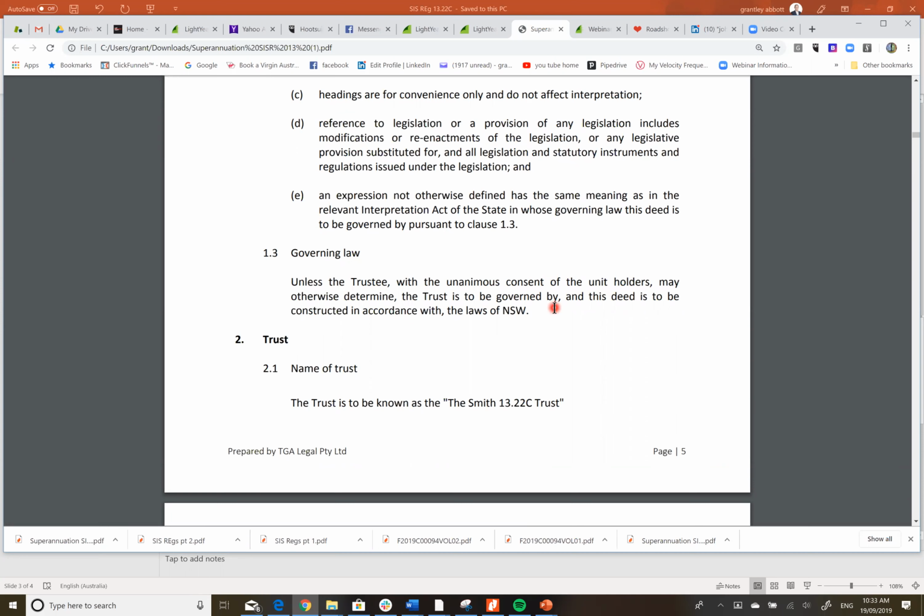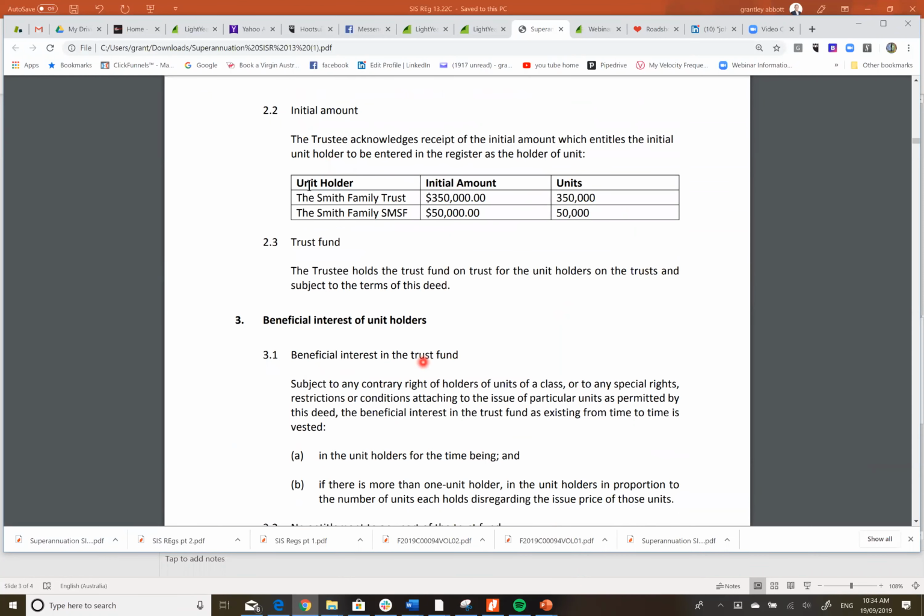in Victoria. And I think we'll be putting something up on our support centre as to where and what documents need to be stamped, but definitely this one needs to be stamped. We then go through the process down here. We've got the units, 350,000 units, 50. As I said, they can, again, be partly paid.